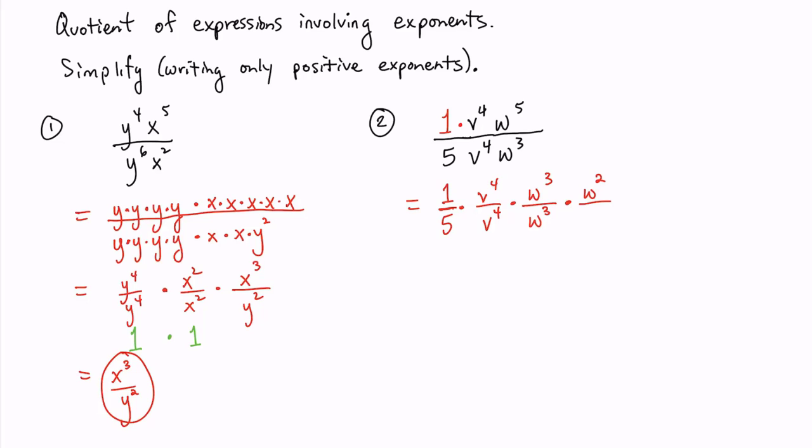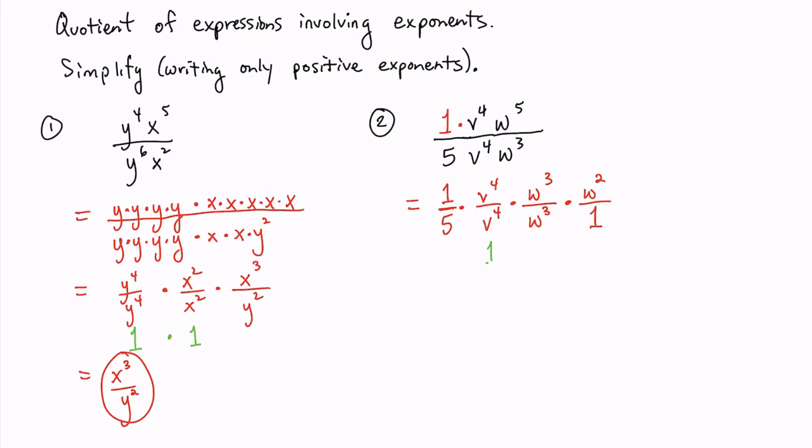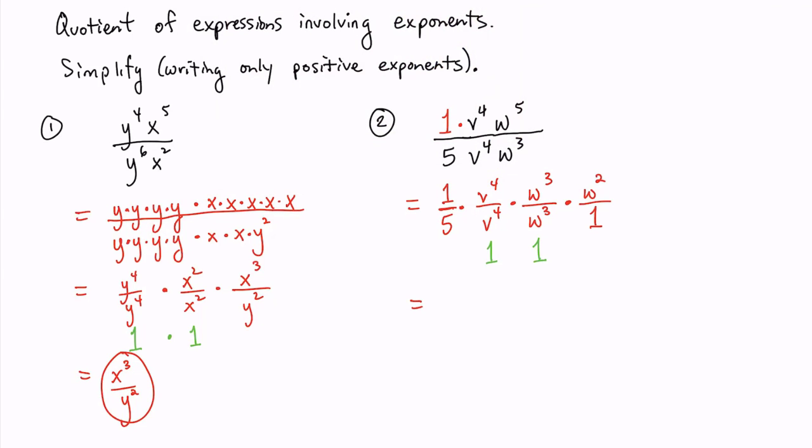Let's write another invisible 1. What's the denominator? y squared. The denominator y squared is just 1. And now we reduce. Once again, these are 1s. And when we multiply fractions, we multiply straight across. So we really have 1 times w squared over 5 times 1. Well, what is that? That is w squared over 5. And that is our final simplified expression.